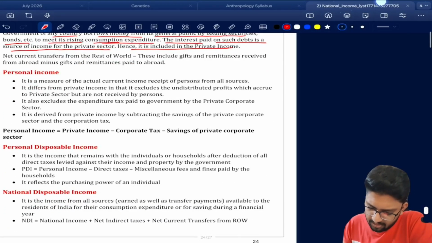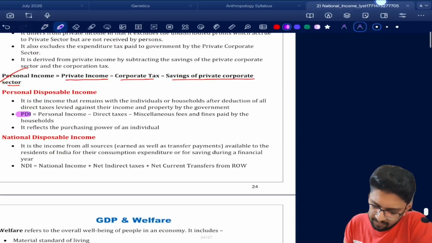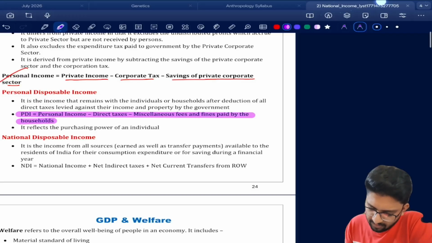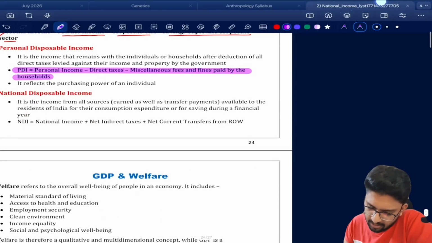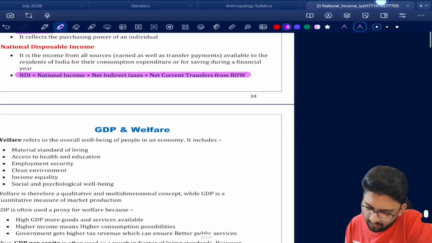Personal income is equal to private income minus corporate tax minus savings of the private corporate sector. Personal disposable income, PDI: personal income minus direct taxes minus miscellaneous fees paid by the households. National disposable income: national income plus net indirect taxes plus net current transfers from the rest of the world.